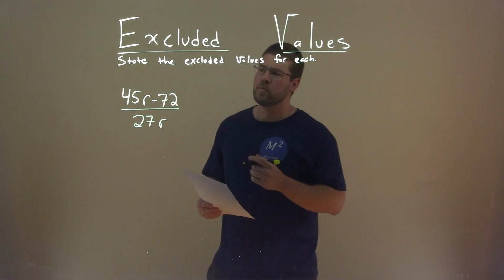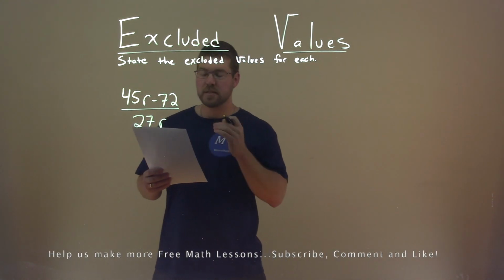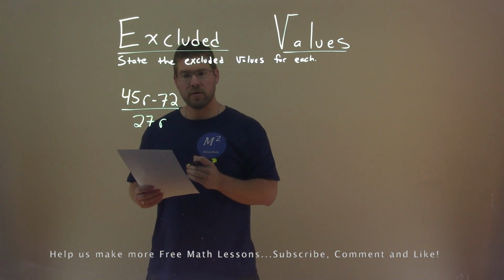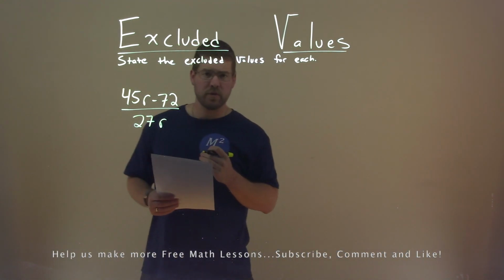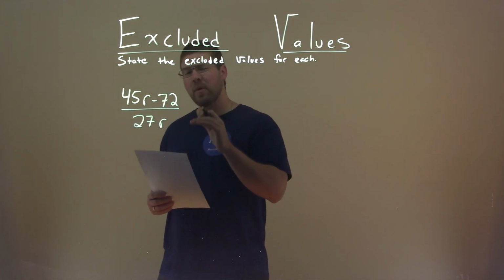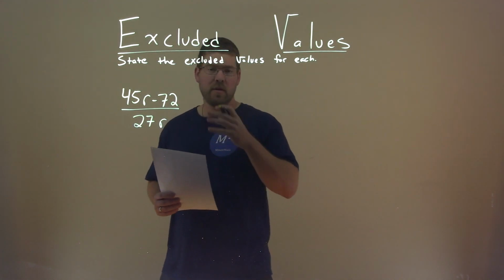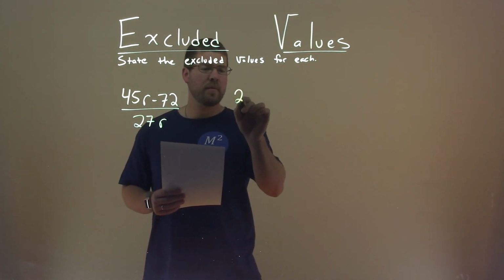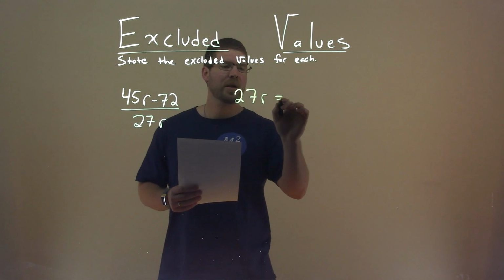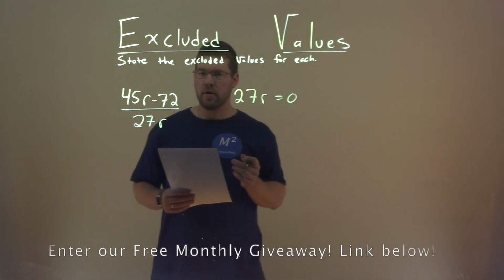We're given this problem right here, 45r minus 72 divided by 27r, and we want to find the excluded value. We have a rational function here, and we know we cannot divide by 0. So we're trying to find the r value that makes the denominator equal to 0. So we take our denominator, 27r, and we're going to set it equal to 0. And now we're going to solve for r.